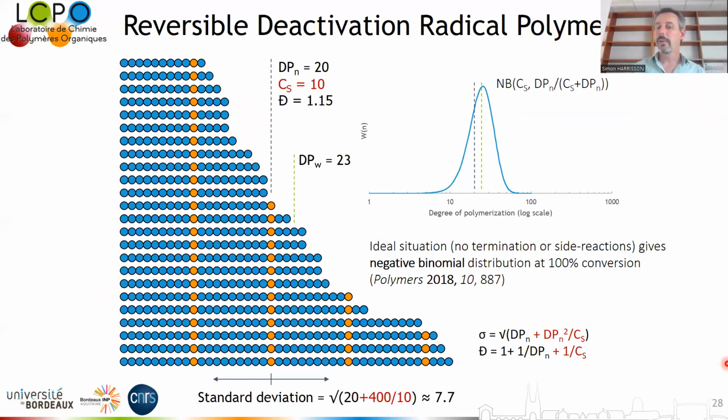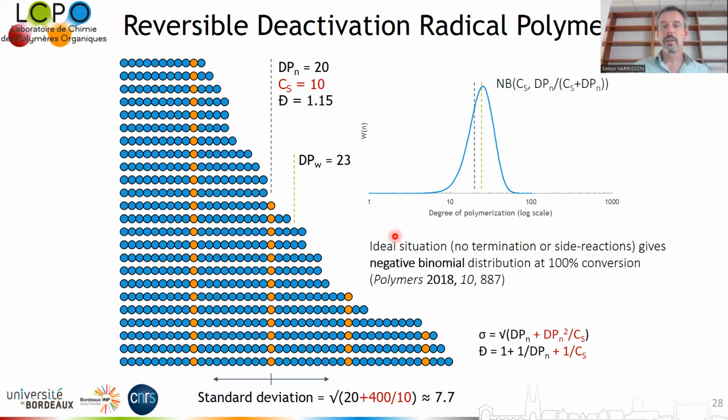And it's possible to show that under idealized conditions with no termination or side reactions, as we approach 100% conversion, we'll approach a negative binomial distribution, which is really one of the fundamental distributions of statistics. And it's quite easy to treat mathematically.